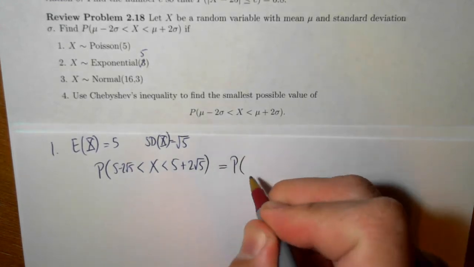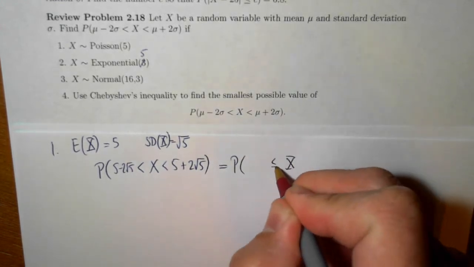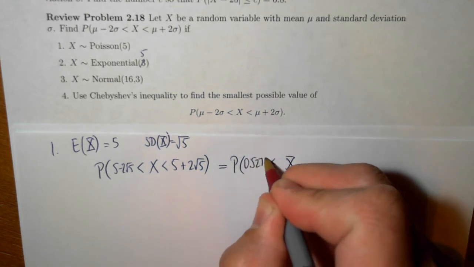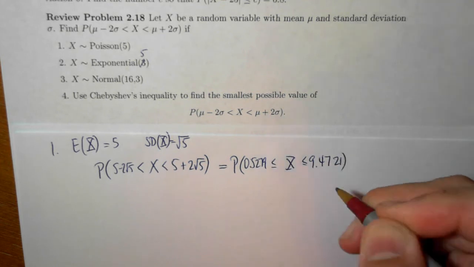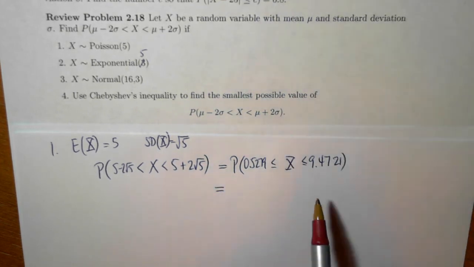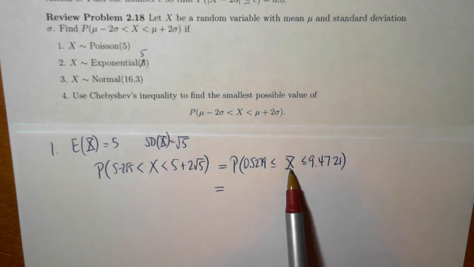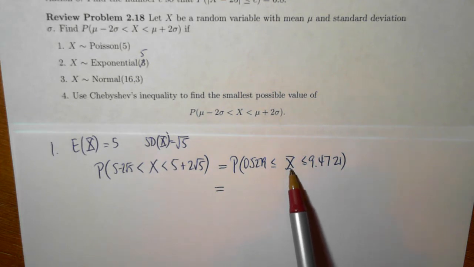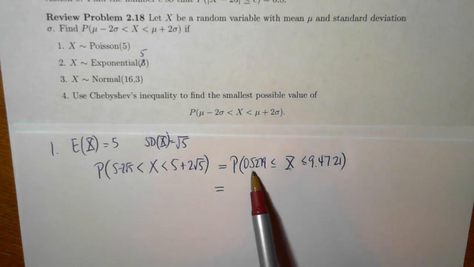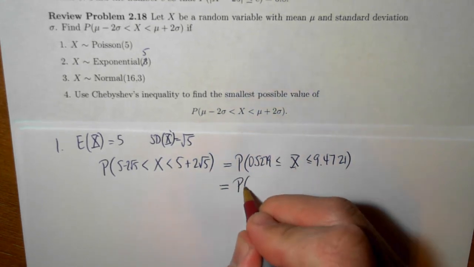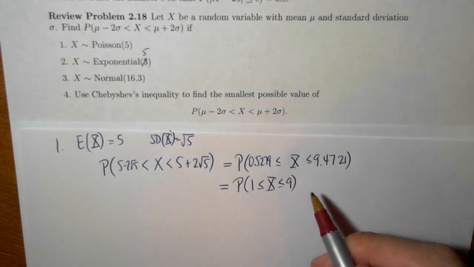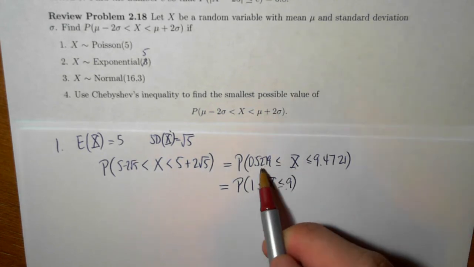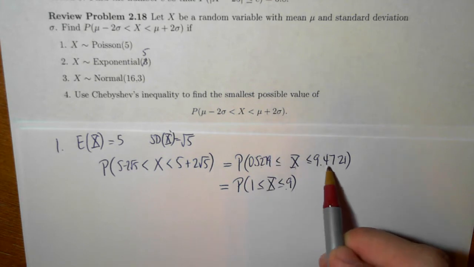And so that's equal to the probability that x is somewhere between 0.5279 and 9.4721. Now this is a little bit silly because x is Poisson, which means x can only assume integer values. If x is between these two marks, that means x has to be between 1 and 9. It could be 1, 2, 3, 4, 5, 6, 7, 8, or 9, because those are the only integers between these two decimals.